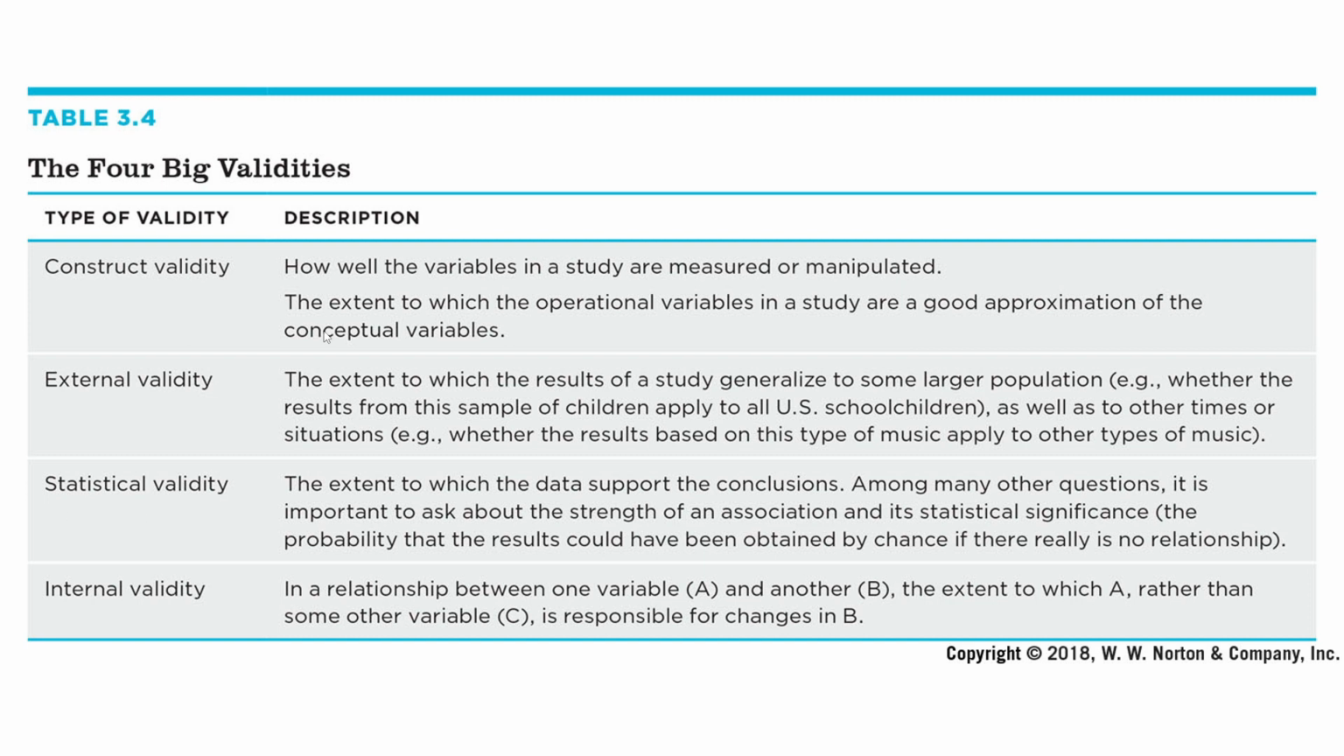And then statistical validity can be thought about as basically how good are your stats. So this is the extent to which our data supports the conclusions. So we can look at things like the strength of our association. We can look at the statistical significance and things like that. So did we get statistics that support our conclusions? If yes, we have statistical validity. And our stats, whatever our outputs are, usually p-values and a few other numbers, those are going to tell us that yes, this is a good conclusion to be drawing.